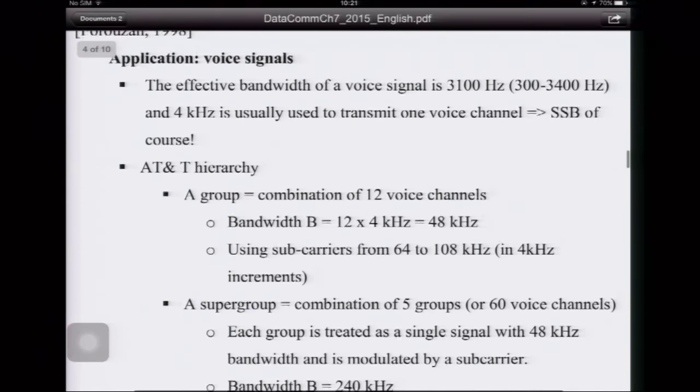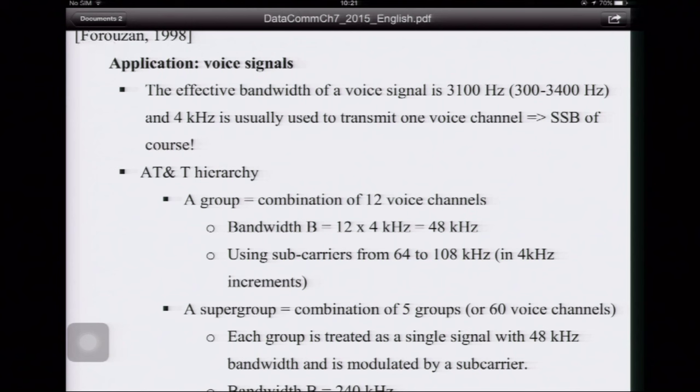Now let's look at the applications. For voice signal, the bandwidth of a voice is just about 3,400 Hz, or about 3 kilohertz. And usually we allow 4 kilohertz for one telephone channel. For this we need to use SSB, single sideband transmission, because this is one sideband. We need a little bit more than 3 kilohertz, and in practice we assign 4 kilohertz. If you use double sideband, you have to allow 8 kilohertz. Since we allow only 4 kilohertz, we have to transmit with single sideband.